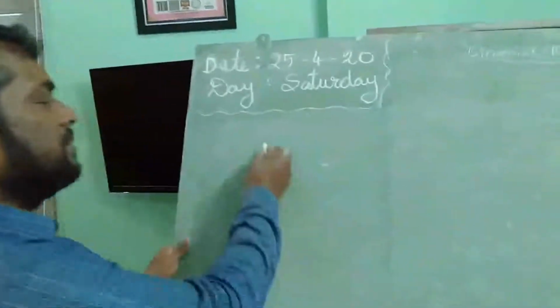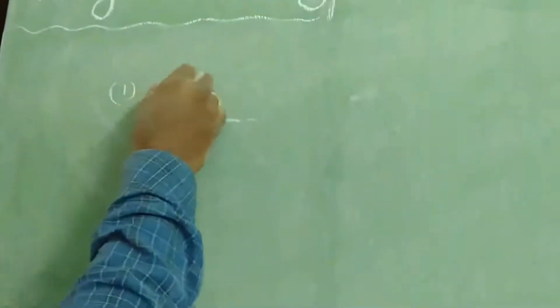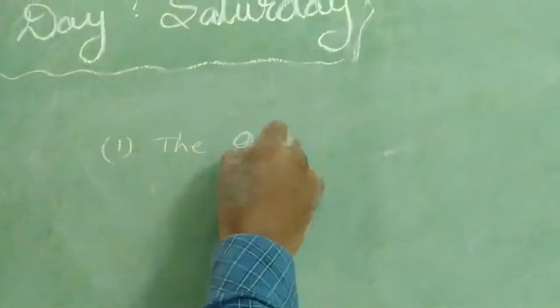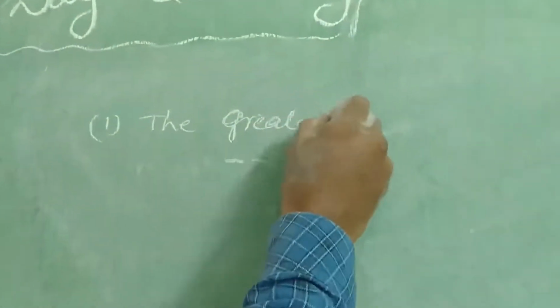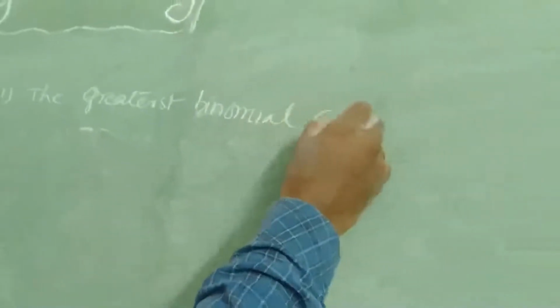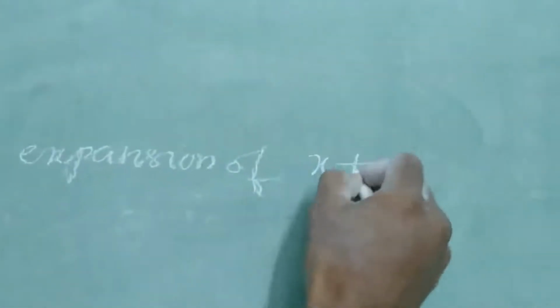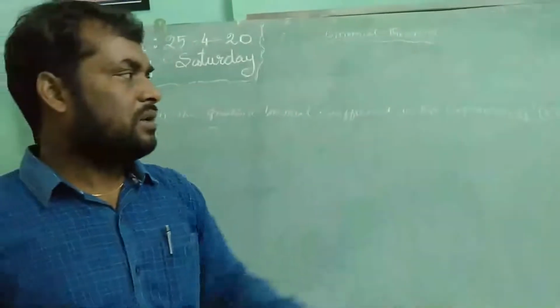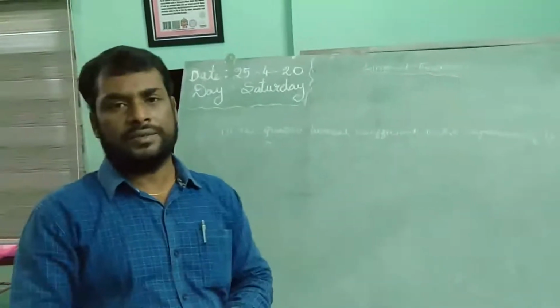The first one is the greatest binomial coefficient. What is the greatest binomial coefficient in the expansion of x plus y whole to the power of 8?